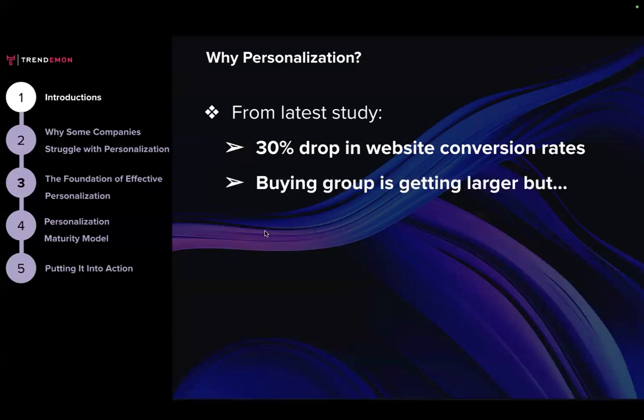So that's a challenge. Not going to get too much into this, but the buying group is growing. We have statistics showing that it's growing from an average of 13 to over 15 people. However, they're reading less content. So our ability to capture their attention is diminishing. So that's another fun part we have to address, and why we say that personalization is critical.